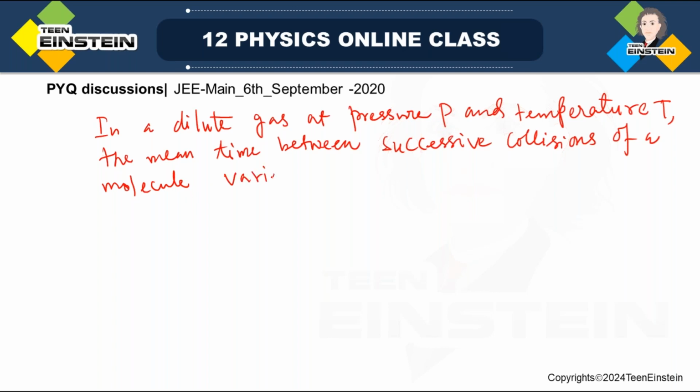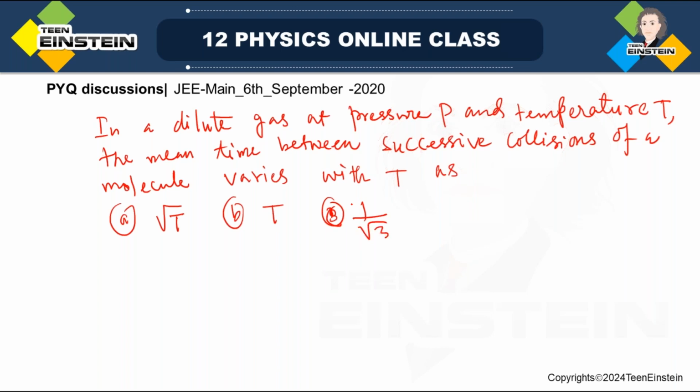varies with temperature as, options are: option A, square root of T; option B, as T; option C, 1 over root over T; and option D says it is 1 over T, inversely proportional to T.